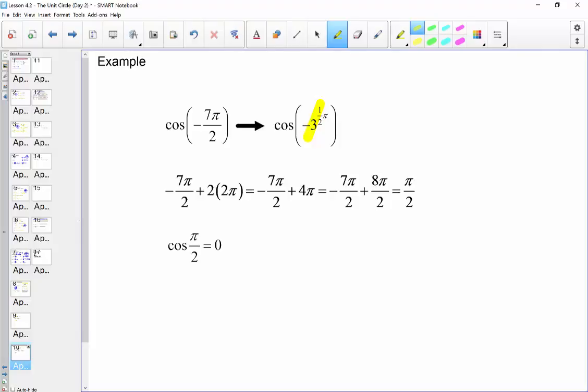So if we look at that down here, we have negative 7 pi over 2 plus 2 times 2 pi, or 4 pi. Negative 7 pi over 2 plus 4 pi. And using a common denominator of 2, we have negative 7 pi over 2 plus 8 pi over 2 equals a positive pi over 2. And the cosine of pi over 2 is 0.